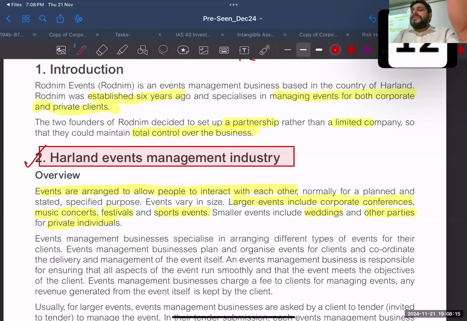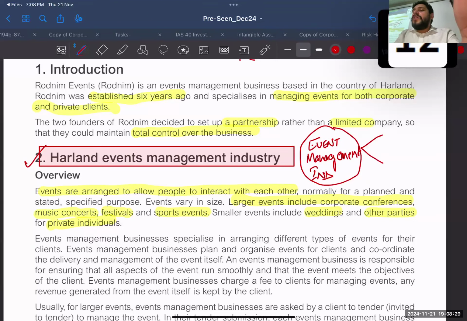It's an event management industry. It revolves around 2 different customer segments, corporate clients and private clients. Corporate clients means larger events. Private clients means smaller events.